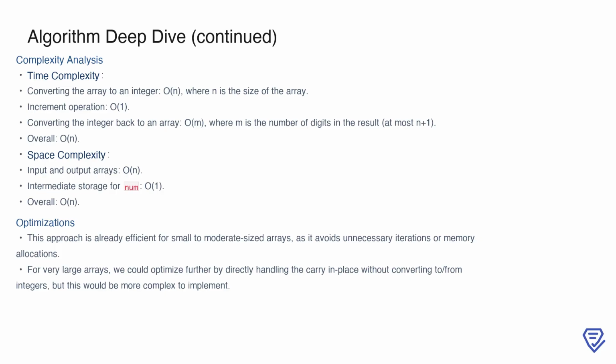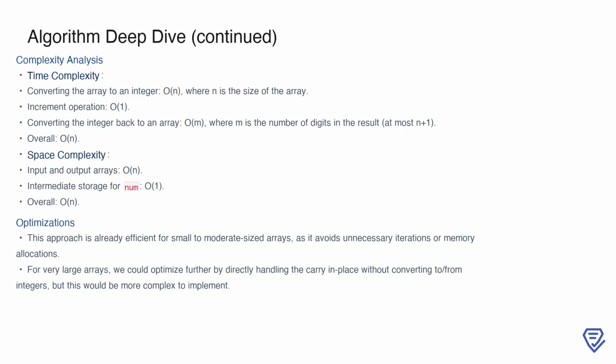For space complexity, the input and output arrays require O(n) space, while the intermediate storage for the integer number is O(1). Thus, the overall space complexity is O(n). This algorithm is already efficient for small to moderately sized arrays.